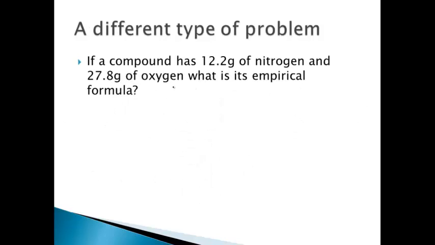All right, one last problem to look at. This time, they did not give us percentages, they gave us grams. Matter of fact, this makes it even easier. Here's why. All right, I don't have to change the percentage to grams. I've already got it in grams. So, for this one, we just write down the grams. 12.2 grams for nitrogen. And for oxygen, 27.8 grams. And now we do the same steps.